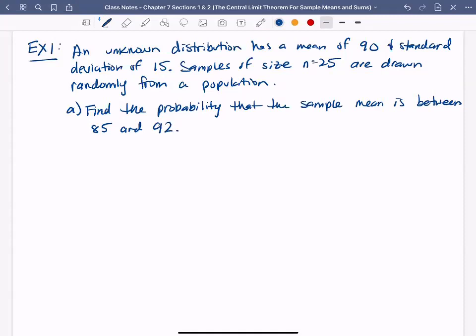So our x bar is going to be the mean of a sample of size 25. Okay, so we're all testing this out. So first, we have our mu to be 90, right? It says it right here, mean of 90. Standard deviation now is next going to be 15. So our standard deviation is 15. And then our sample size is 25.